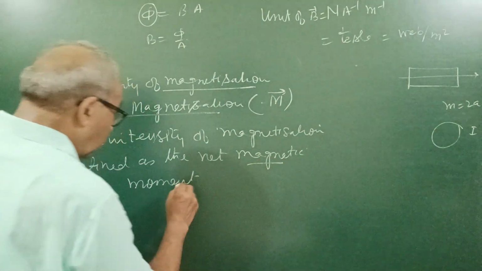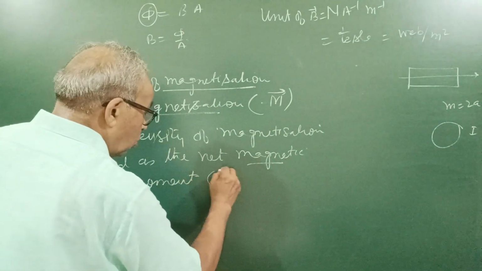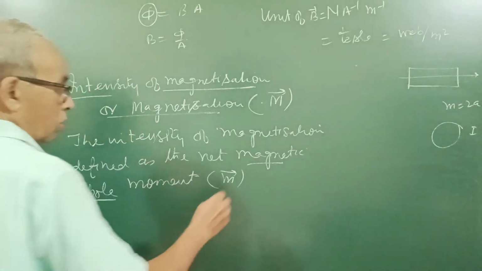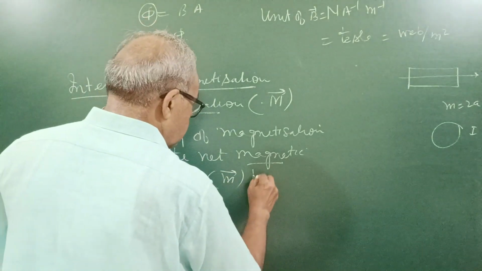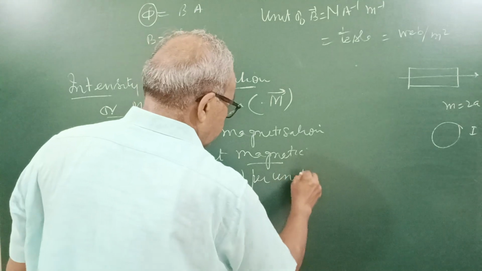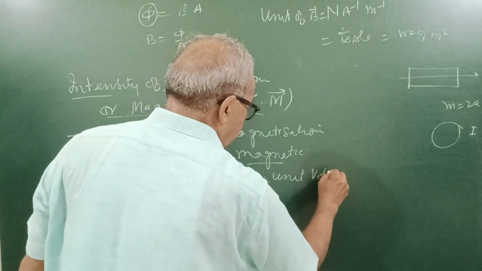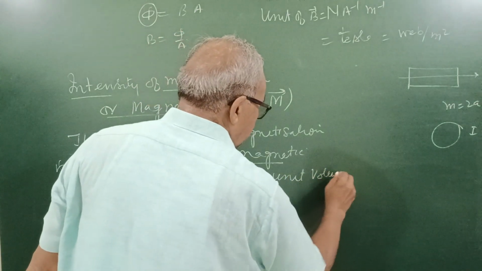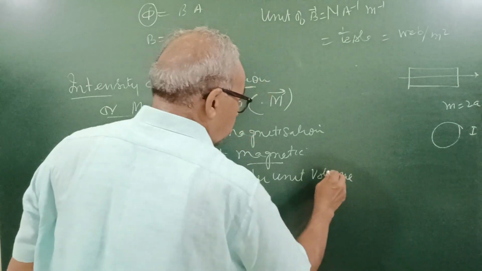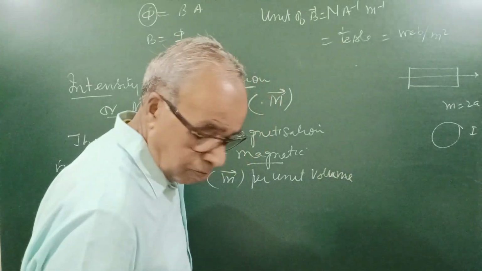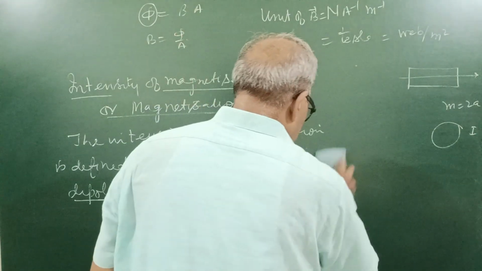Magnetic dipole moment, जिसको हम लिखते हैं small m vector, per unit volume. Number of magnetic dipole moment per unit volume.